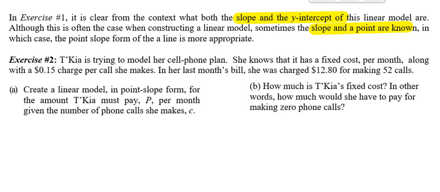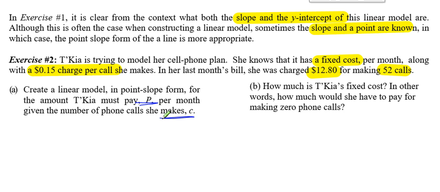Takia is trying to model her cell phone plan. She knows that it has a fixed cost per month, along with a 15-cent charge per call she makes. In her last month's bill, she was charged $12.80 for making 52 calls. So the first thing is to create a linear model in point-slope form for the amount Takia must pay, P, per month, given the number of phone calls she makes, C.